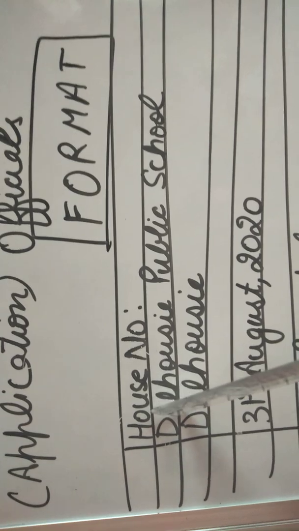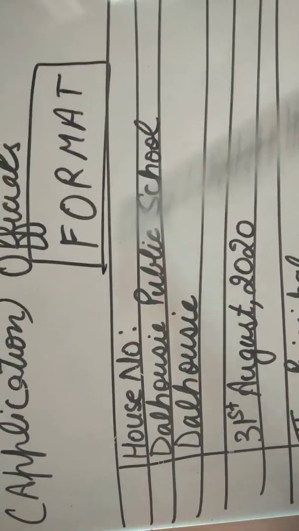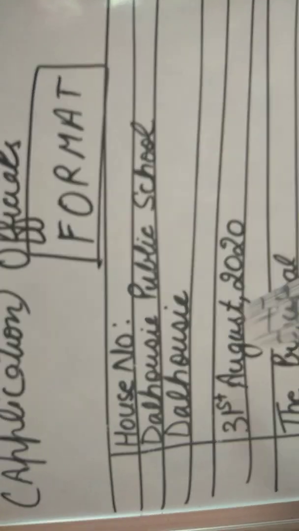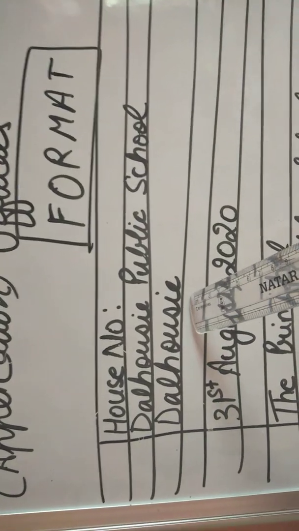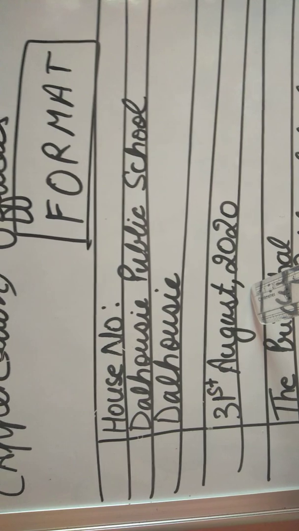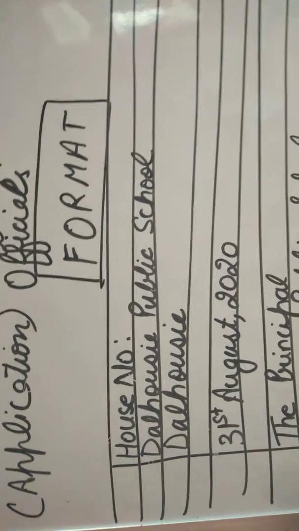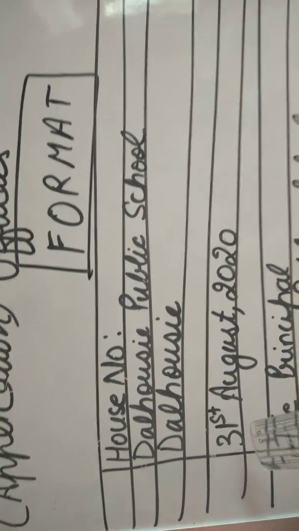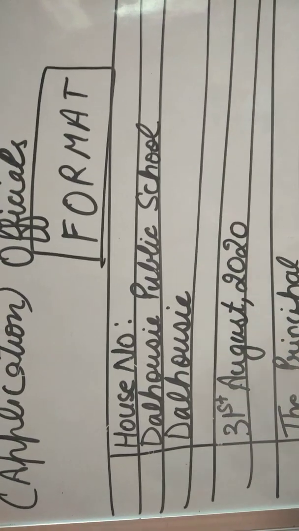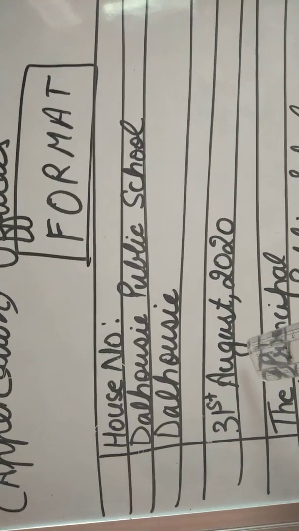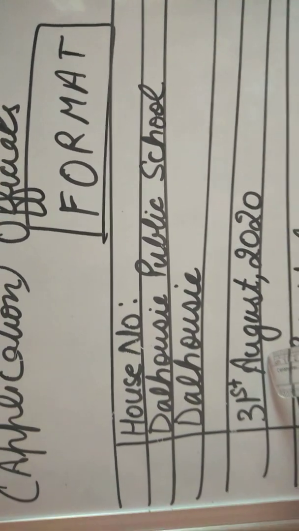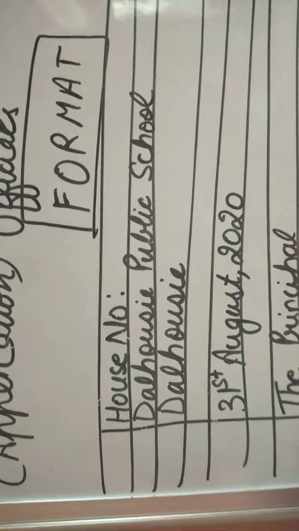Please note, H should be capital, N should be capital, D, P and S should be capital, and then Dalhousie, D should be capital. Okay, after this I have left a line, so you also have to leave a line, and then we write the date. We don't mention it like that, you just have to write the date normally, like we write 31st August, 2020. Please note that the name of the month is a proper noun, and the first alphabet will also be in capital, whatever month you write.